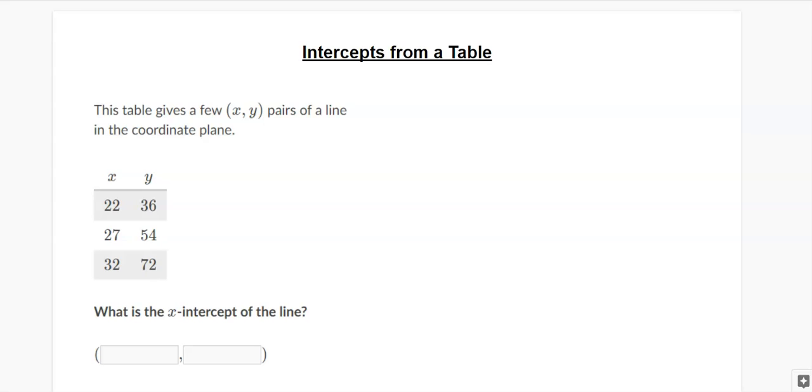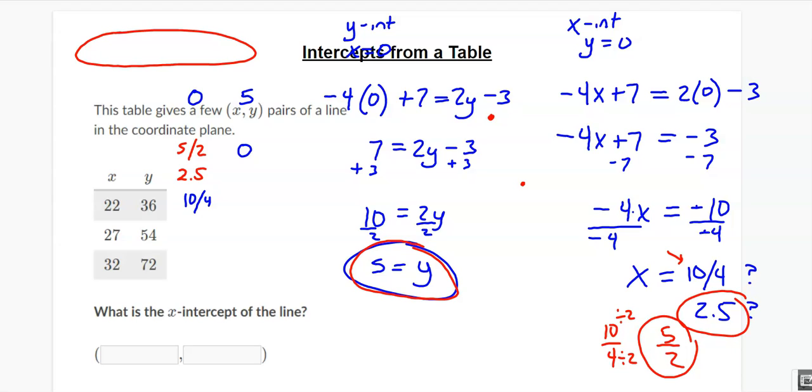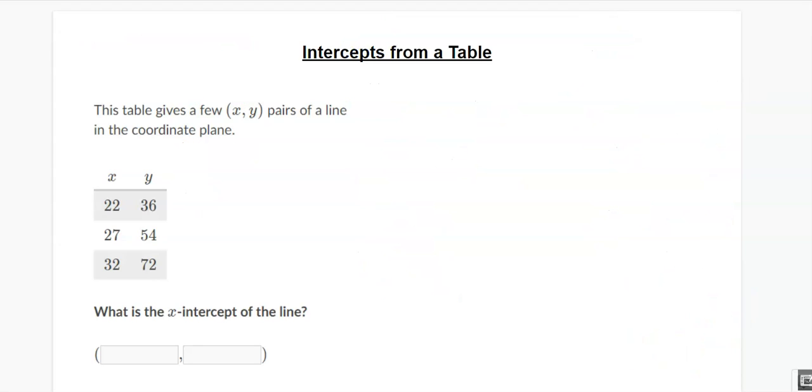All right, Khan Academy, trying to help you out with the section intercepts from a table. So basically they give you a partial table. You need to fill in the rest of the table. And on this first problem, we're looking to find the x-intercept of the line.